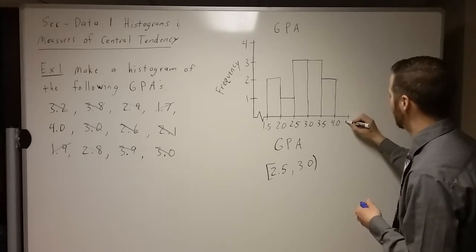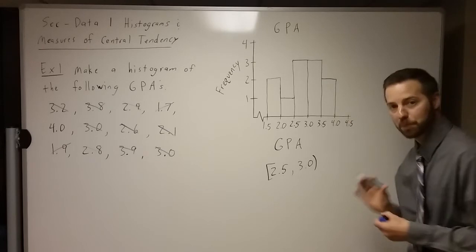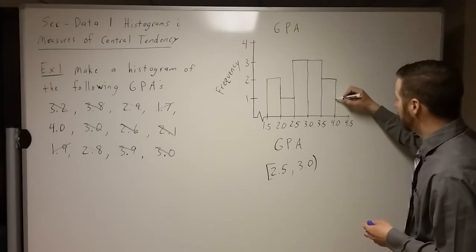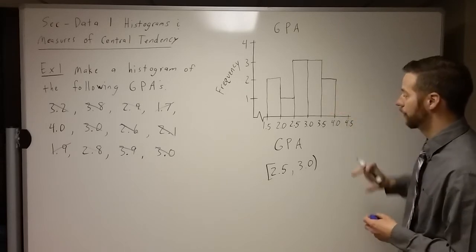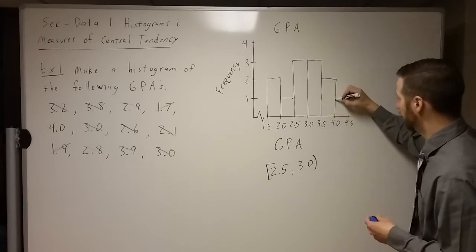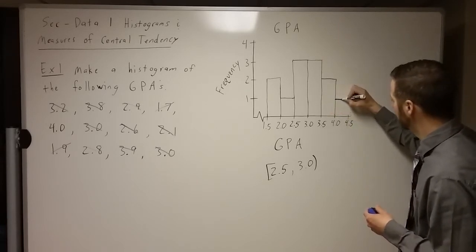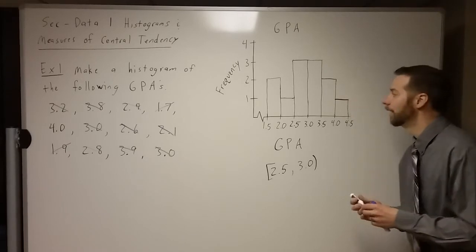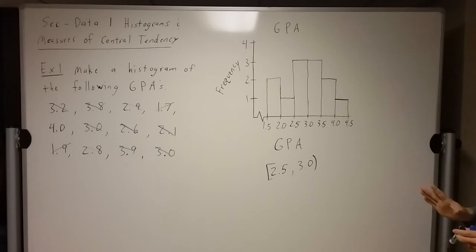And so I know that you can't actually get above a 4.0, at least on our grading scale. But for that person who has a 4.0, they can't go in the 3.5 to 4.0 range. And so they're going to be over here by themselves in the 4 to 4.5. So there's a histogram of that data.